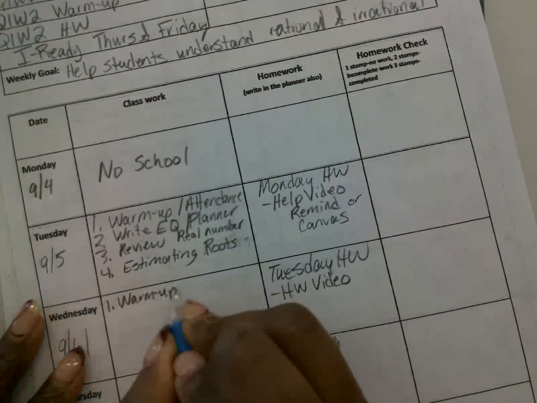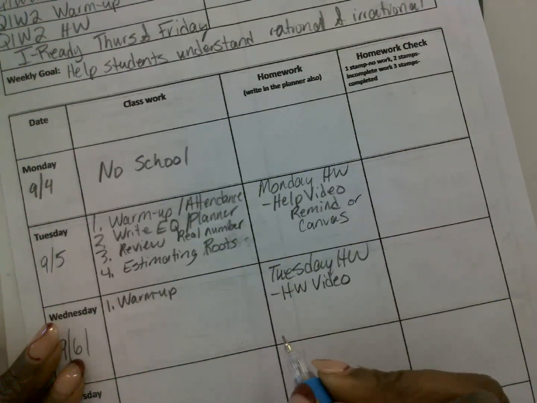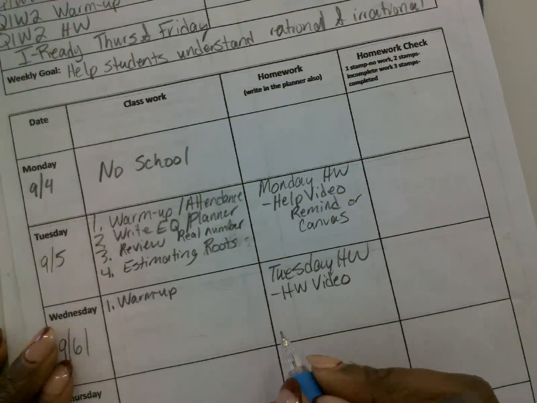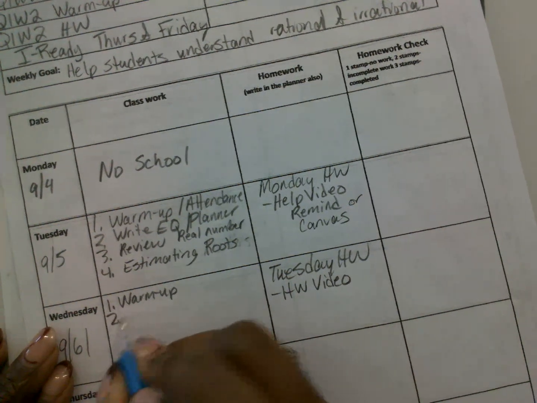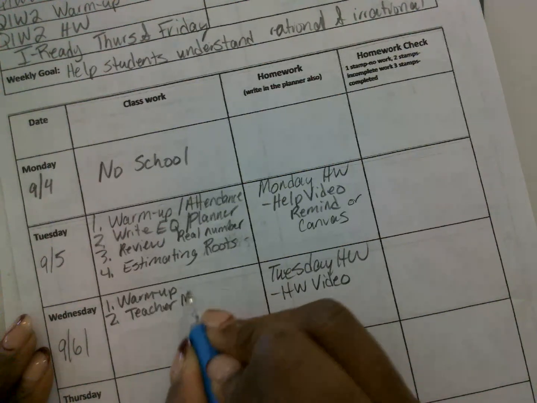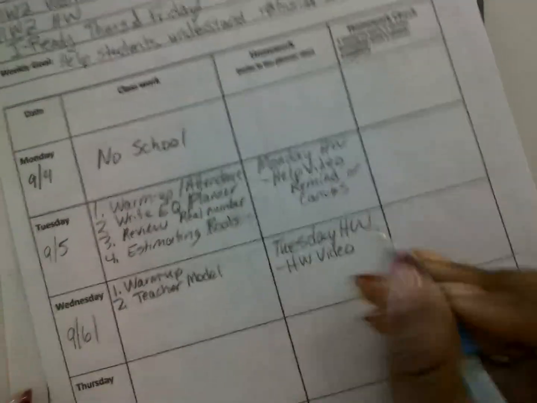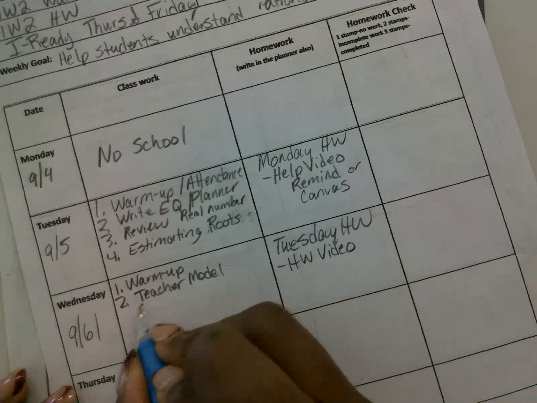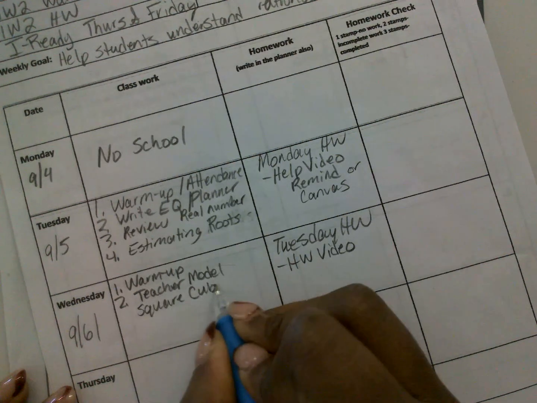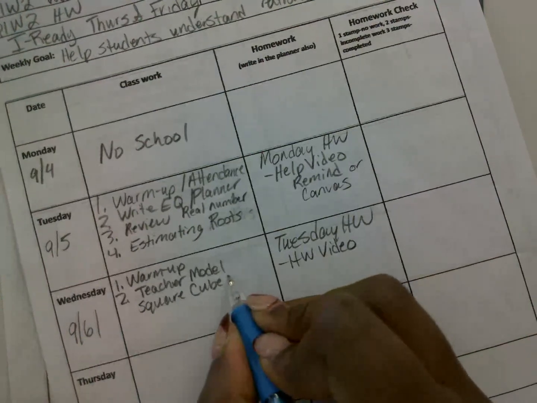We did the warm-up. I've already taken attendance. I've already checked your homework. You should already have your homework written in your planner. That's the first thing that you need to do. I'm going to model today how to create those perfect squares and perfect cubes. And then we're going to estimate square and cube roots. Well, square roots. We're going to be estimating roots today.